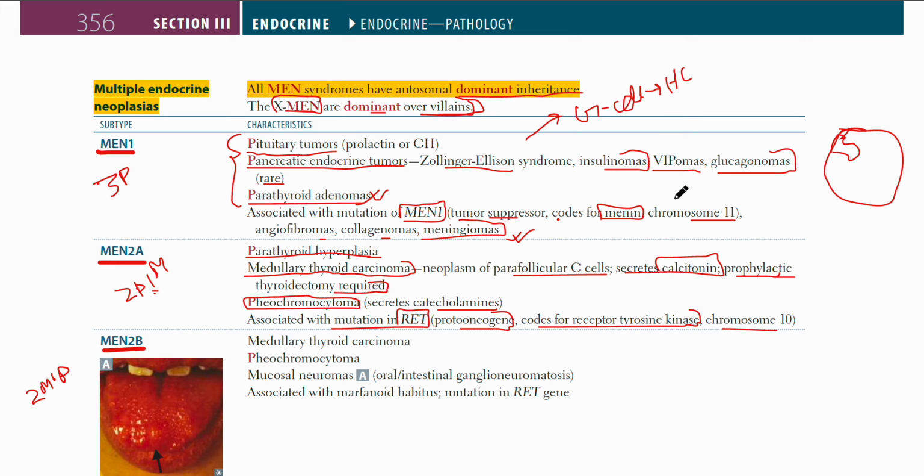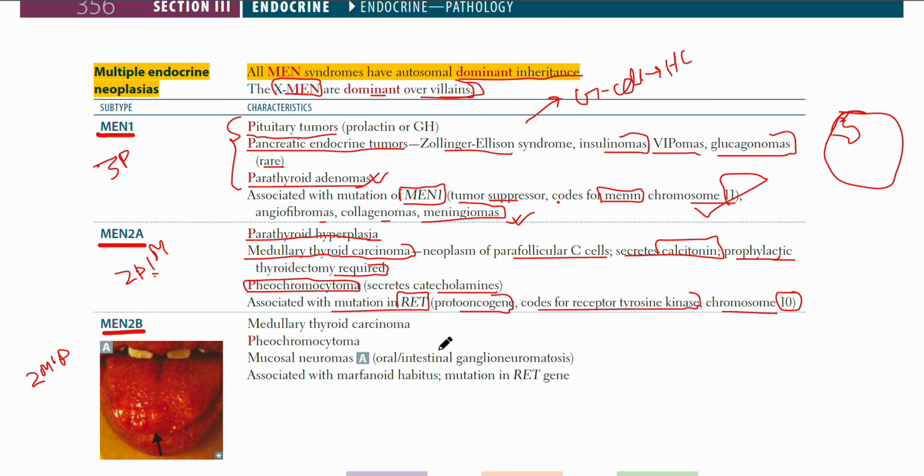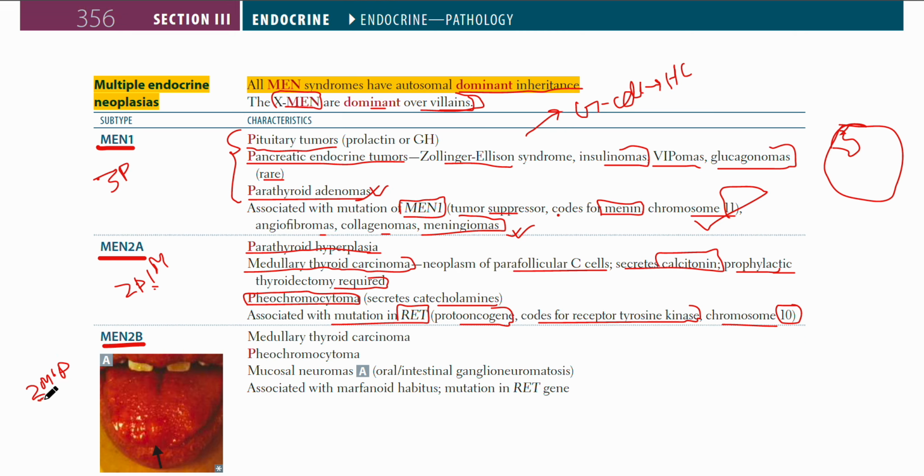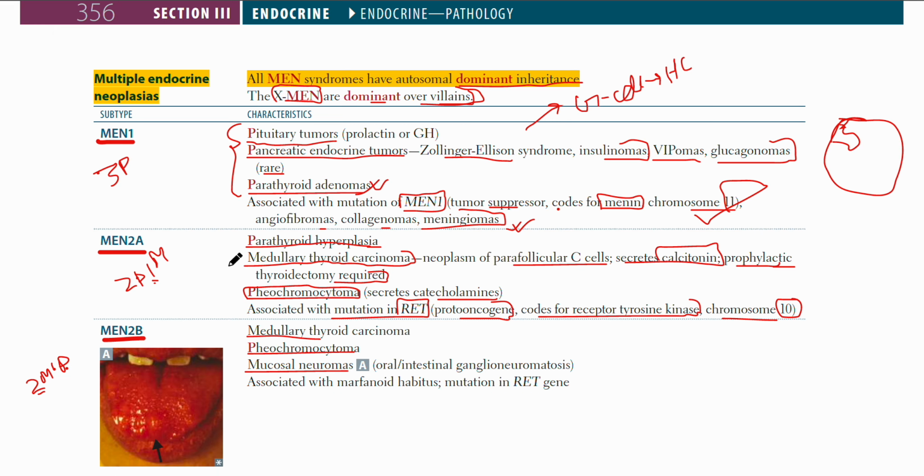So in MEN1, the gene lies on chromosome 11, but in MEN2A, the gene lies on chromosome 10. Okay, in MEN2B, the mnemonic is 2M 1P. One of them is medullary thyroid carcinoma, the same as in MEN2A. The other is mucosal neuromas, and 1P is pheochromocytoma again. So two of the lesions of MEN2A match two of the lesions in MEN2B. The only thing that is different is mucosal neuromas, right?